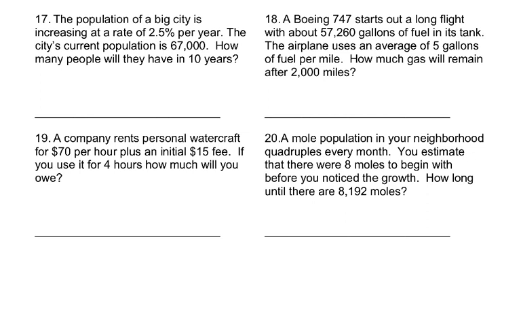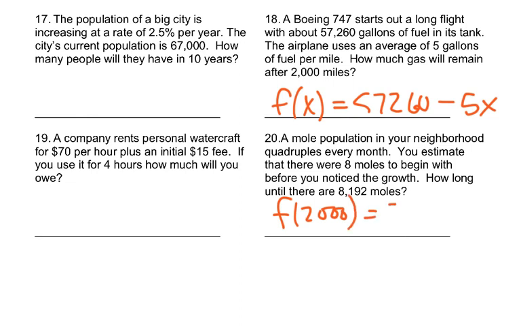It says a Boeing 747 starts out a long flight with about 57,260 gallons of fuel in its tank. The airplane uses an average of 5 gallons of fuel per mile. How much gas will remain after 2,000 miles? So we go f of x equals 57,260, not plus, minus, because we're subtracting 5 per mile. So then I want to find f of 2,000 because I want to know how much gas in 2,000. So minus 5 times 2,000.